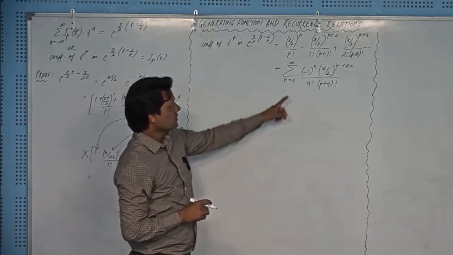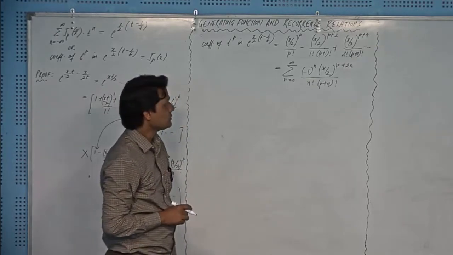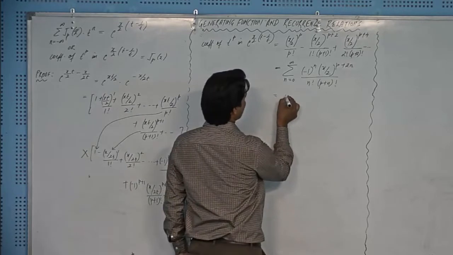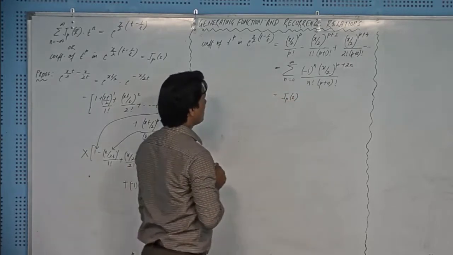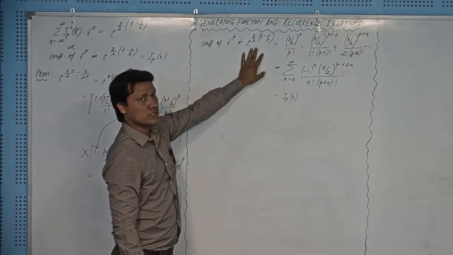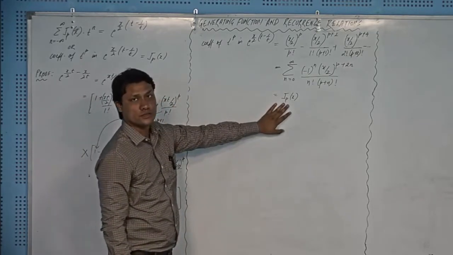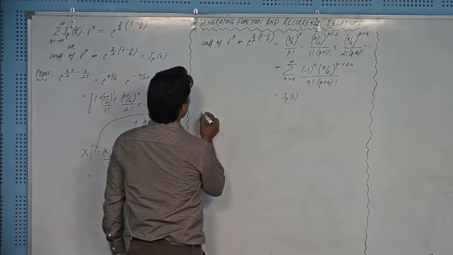Okay, and you can see what this is. This is J_p(x), right? It indicates that the coefficient of t to the power p in this expansion is J_p(x), right? And similarly, you can prove that also.